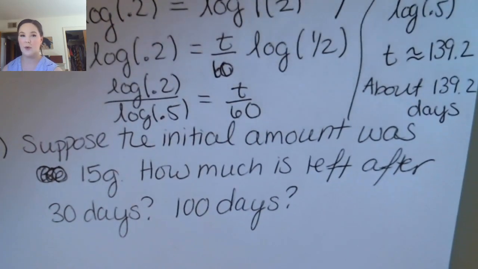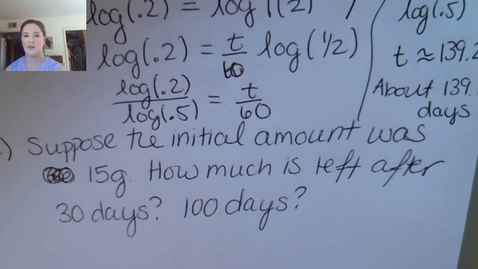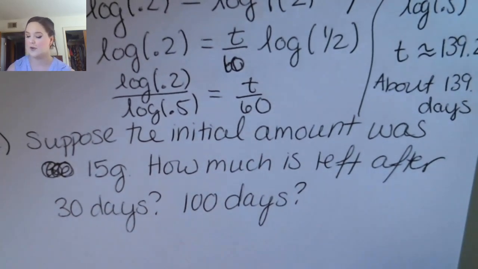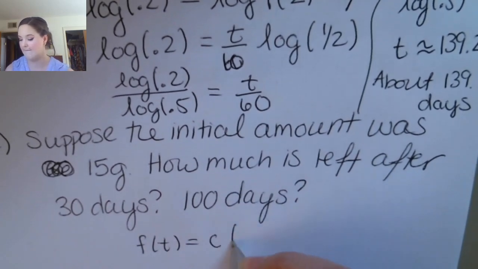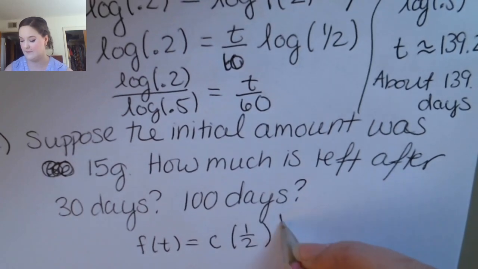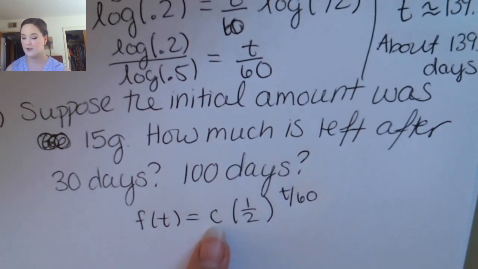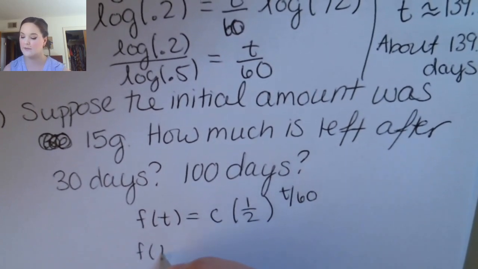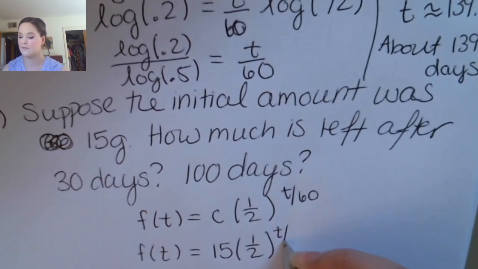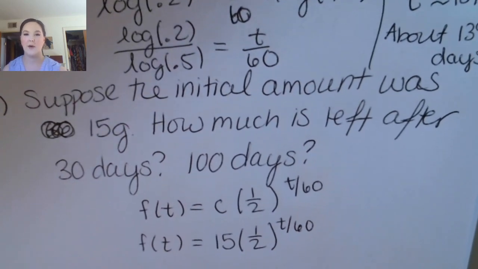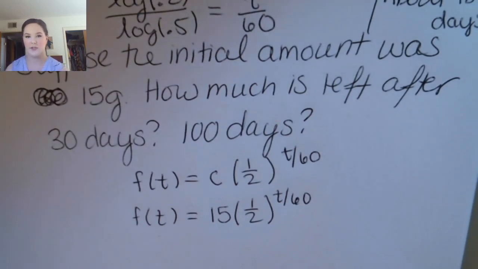All right, so part C of this question says, suppose the initial amount was 15 grams. How much is left after 30 days, 100 days? Okay, so again, we're going to start with our equation. Okay, now it says the initial amount, C, is 15, so we're going to plug that in. Then it says how much would be left after 30 days. So that means I'm going to plug in 30 for T.